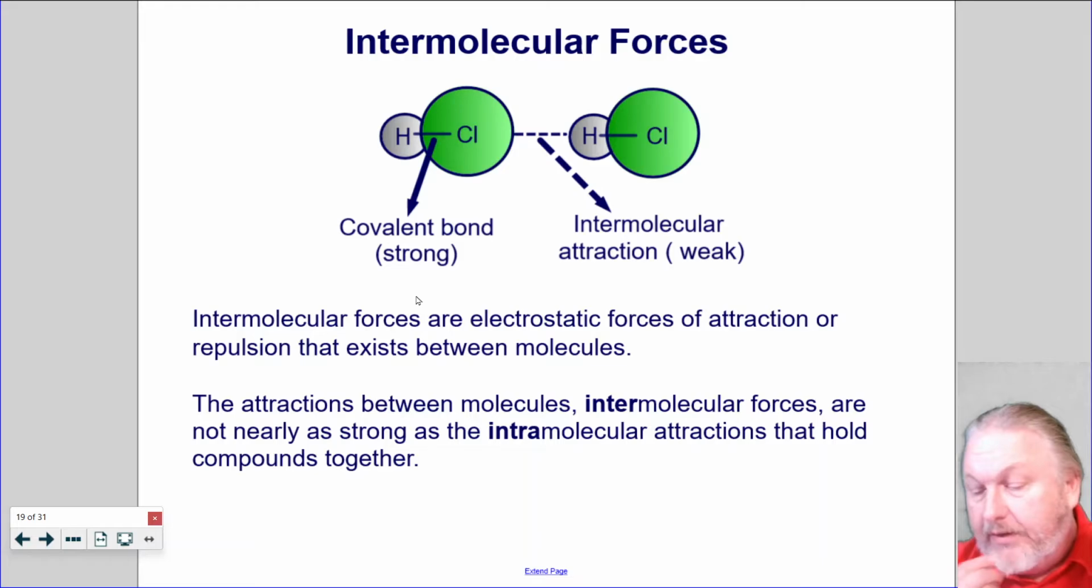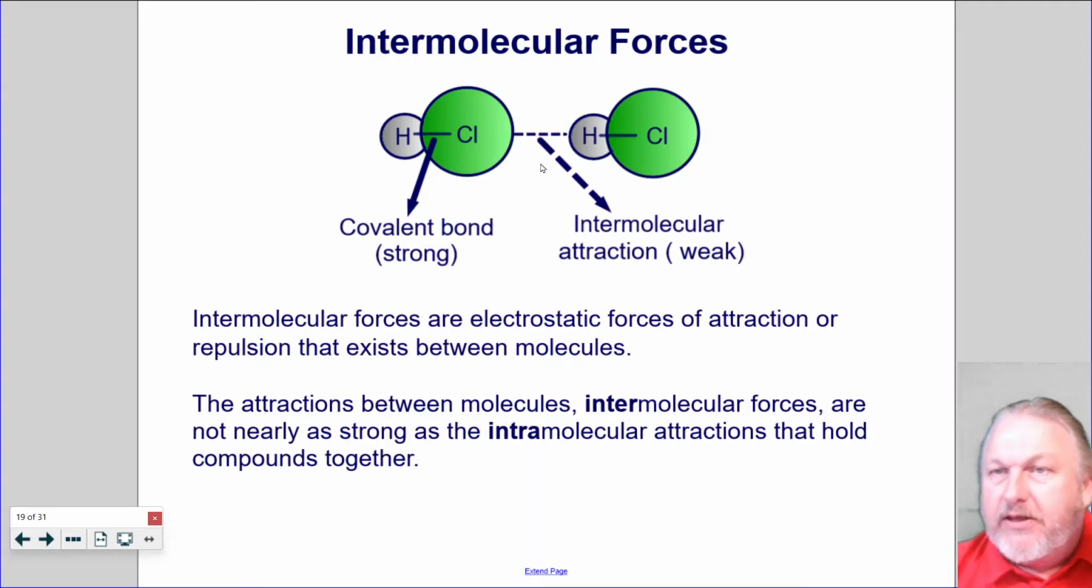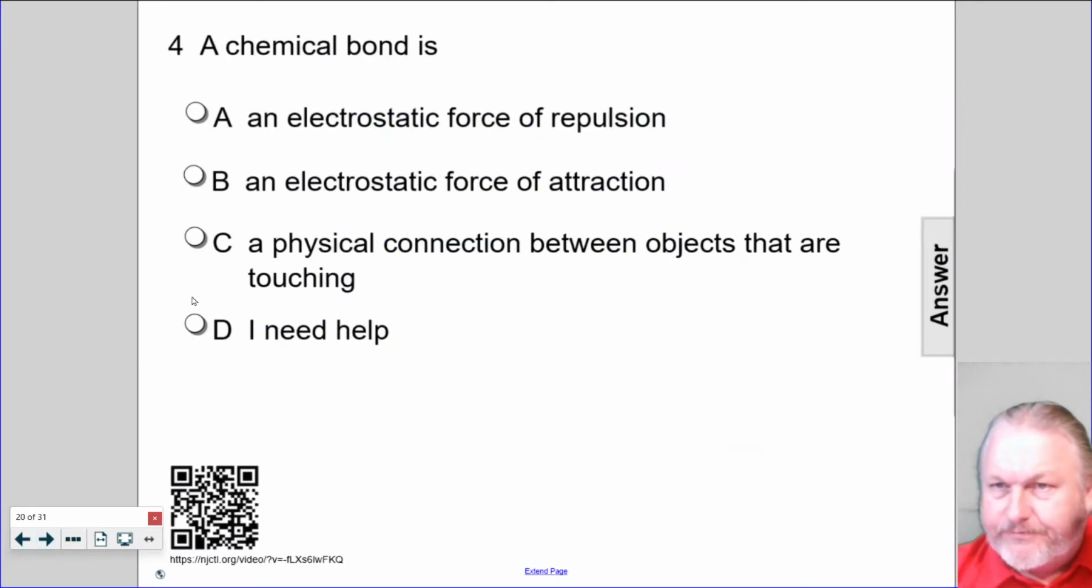So intermolecular forces are the electrostatic attractions or repulsions that exist between the molecules. The attractions are between the molecules, not inside the molecules. This is the intermolecular force. That's a relatively weak force compared to the intramolecular covalent bonds that are holding those compounds together. So that's the biggest difference.